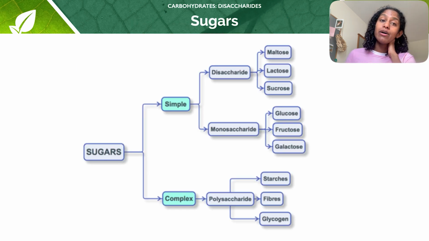Now these are just some examples of simple and complex sugars. So we know that our simple sugars are our monosaccharides and our disaccharides. Our monosaccharides are glucose, fructose and galactose, and our disaccharides are maltose, lactose and sucrose, which we met on the last slide. Now we haven't come to look at these in huge detail yet, but these are our complex sugars, so our polysaccharides, so lots of monosaccharides joined together, and they are our starches, fibres and glycogen.